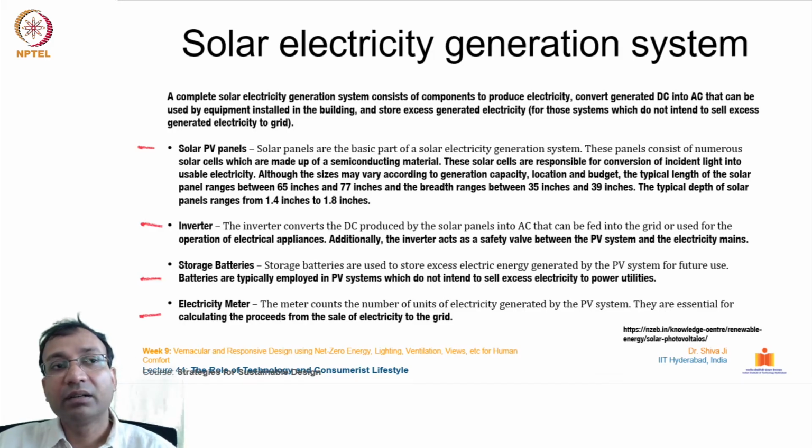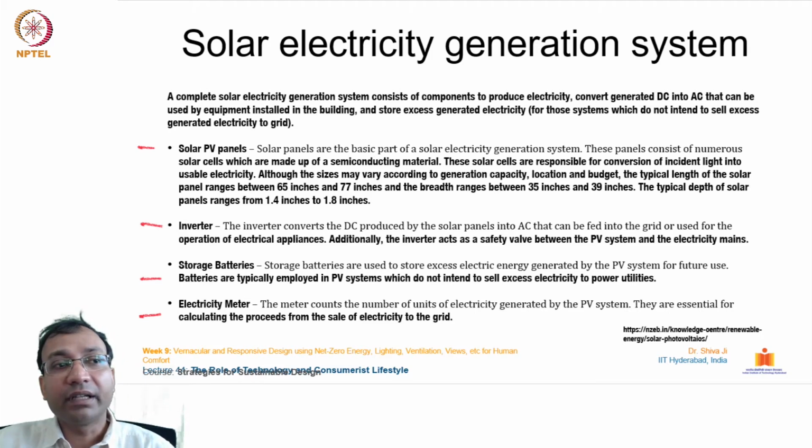Solar photovoltaic cells, panels. Solar panels are the basic part of a solar electricity generation system. These panels consist of numerous solar cells which are made up of semiconducting material. These solar cells are responsible for conversion of incident light into usable electricity. Although the size may vary according to generation capacity, location and budget, the typical length of the solar panel ranges between 65 inches and 77 inches, and the breadth ranges from 35 inches to 39 inches. The typical depth of solar panel ranges from 1.4 inches to 1.8 inches.